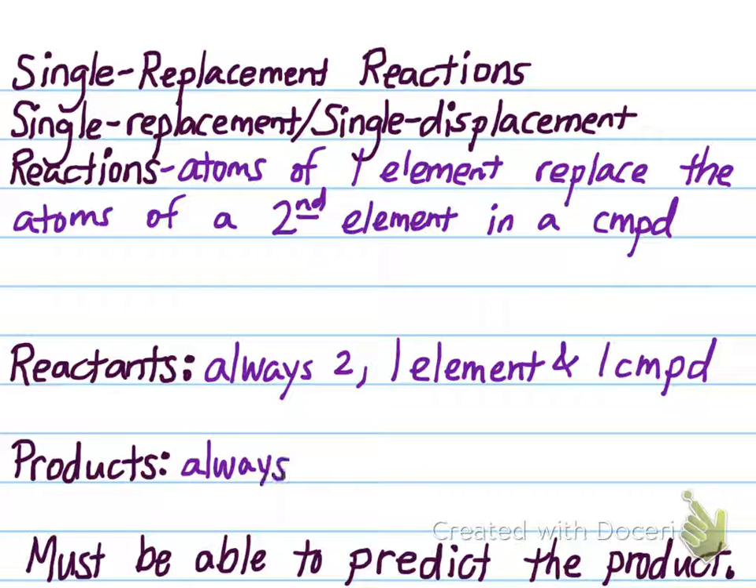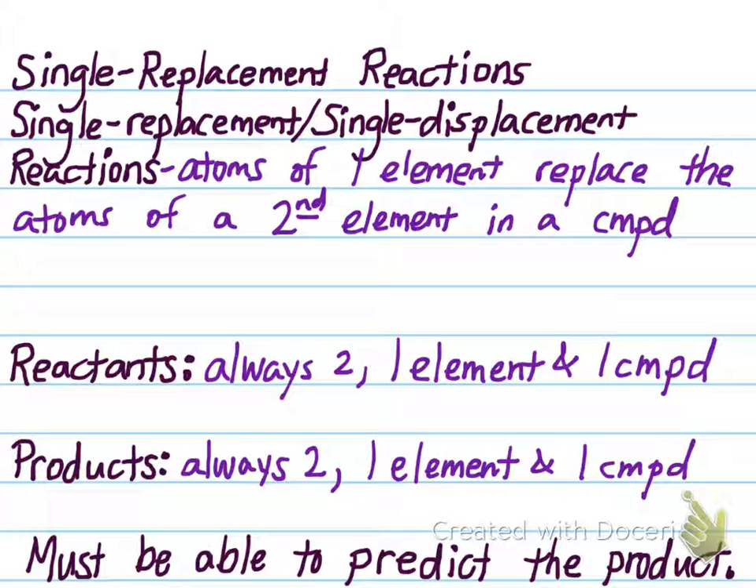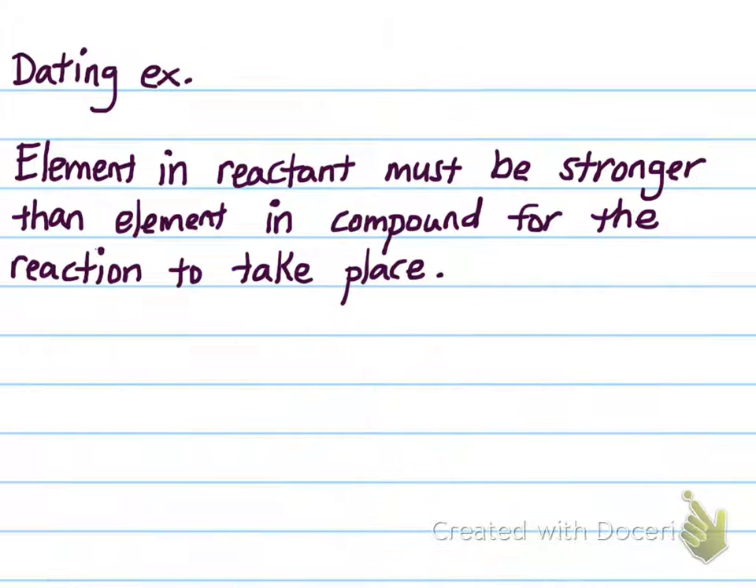And again, it's going to be 1 element and one compound. It won't be the same element and compound, because if it was, then the reaction wouldn't take place. You wouldn't have any new substances formed, okay? But it'll be a different element and compound. For these, you must be able to predict the product. You're going to have lots of these reactions where you're just given the reactants and asked to figure out what the product is going to be.